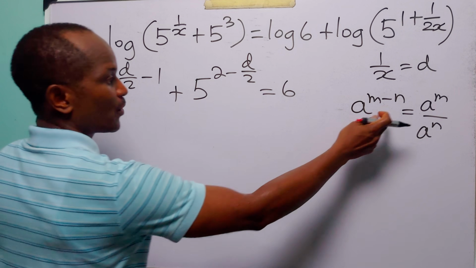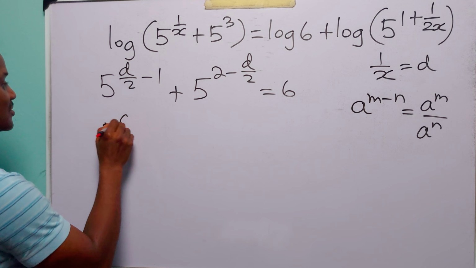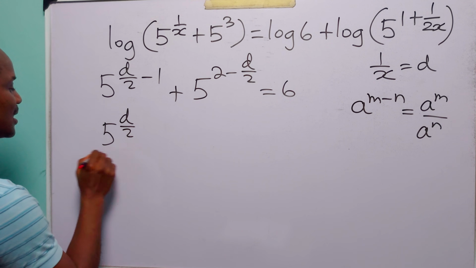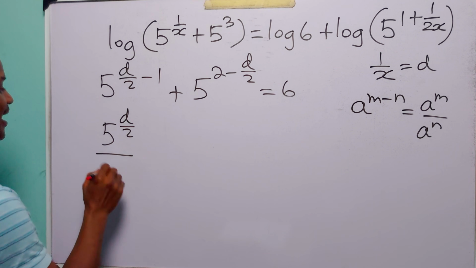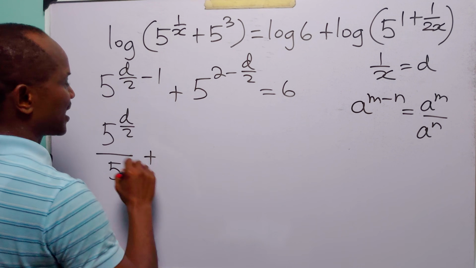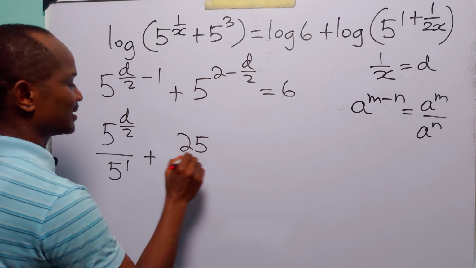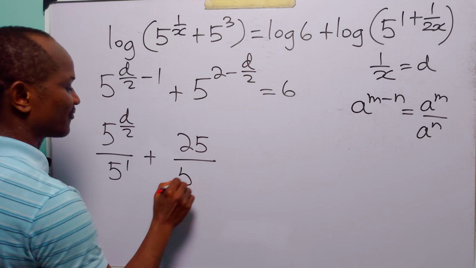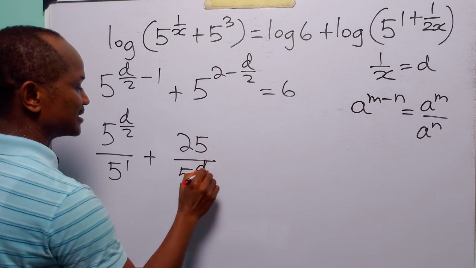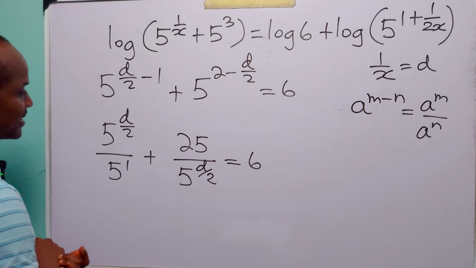And once more, going back to this rule, we can write this as 5 to the power d over 2 divided by 5 to the power 1. And we can write this as 25, that is 5 squared, divided by 5 to the power d over 2. And this is equal to 6.